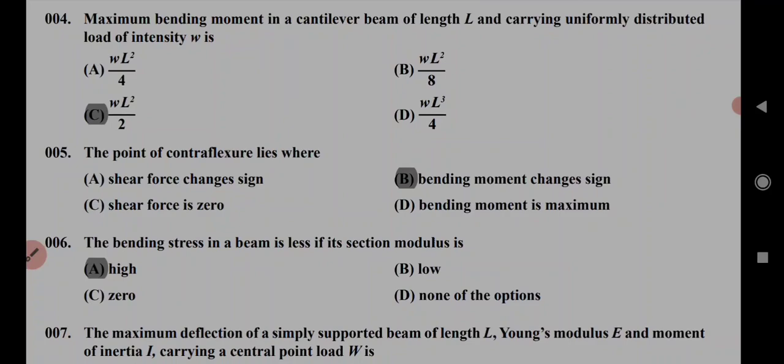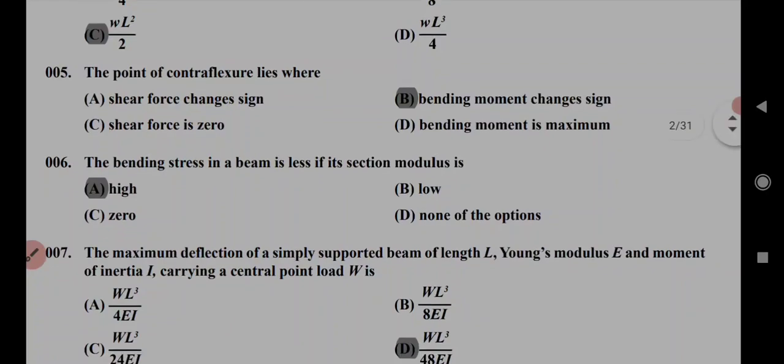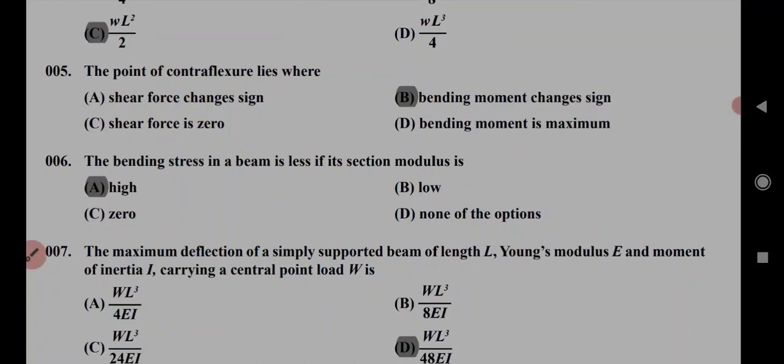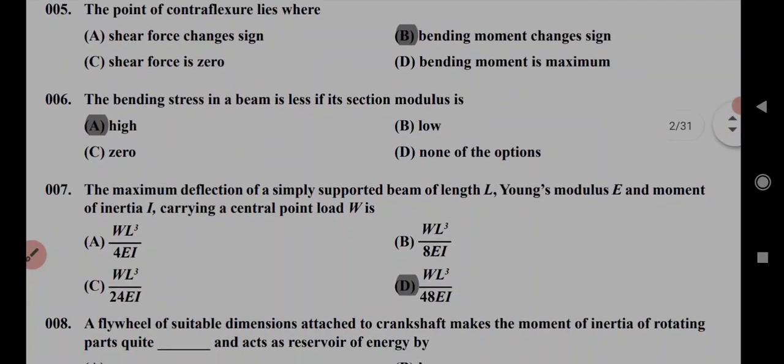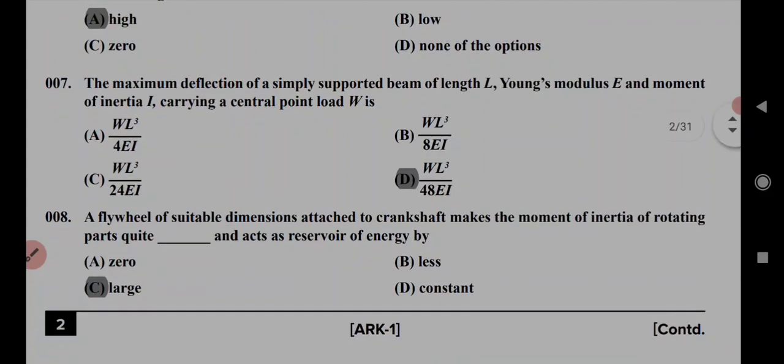The point of contraflexure lies where the bending moment changes sign. The bending stress in a beam is less if its section modulus is option A, high. The maximum deflection of a simply supported beam of length L, Young's modulus E and moment of inertia I carrying a central point load W: the correct answer is option D.